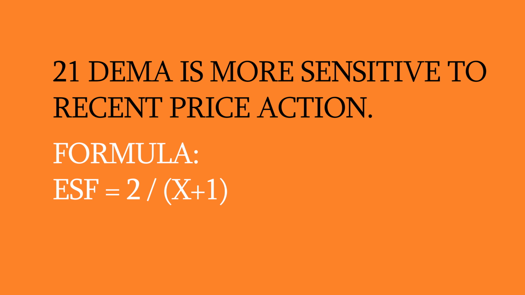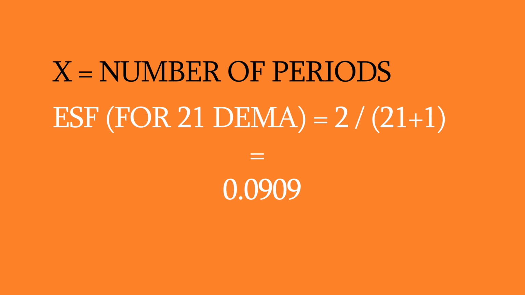So here in the charts, let's take a look at the formula. You can see that the formula for the exponential smoothing factor is actually 2 over x plus 1, and x is going to be the number of periods of the moving average. In this case, since we're calculating the 21 exponential moving average, that x is going to be 21. When we actually go through the calculation, you can see that we get the result of 0.0909. And that basically comes into a percentage, so we multiply it by 100 so that we can get the percentage.